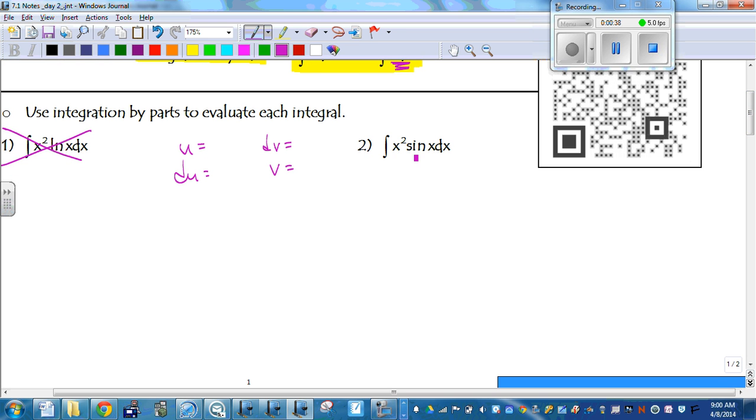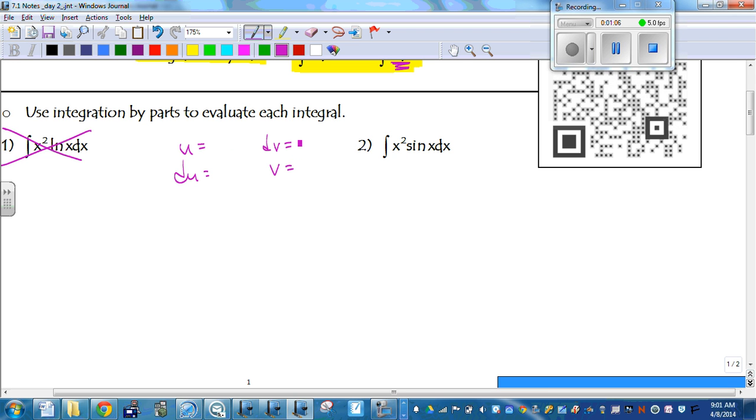So let's look at sine of x first. If we had u as sine of x, the derivative of sine of x is cosine of x. Pretty simple, not too bad, right? If we had dv as sine of x dx, the antiderivative of sine of x is negative cosine of x. Not much more complicated, right? Just a negative sign. So that would work either way, right? Neither one's really much different than the other.